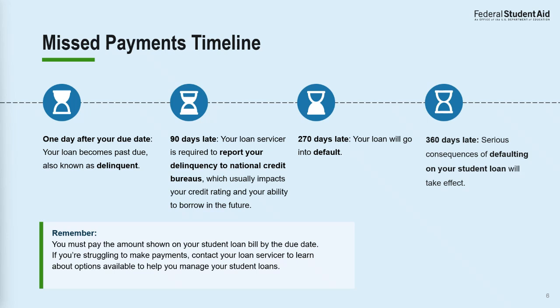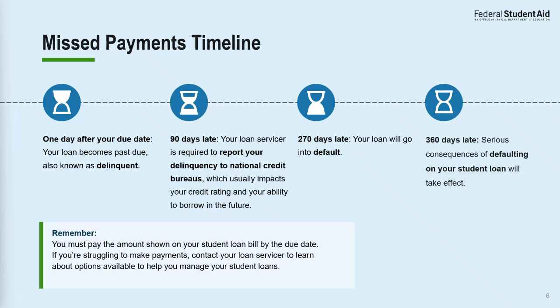You are considered past due, or what we will call delinquent, when you have missed that deadline 1 day after the due date was due. On your second phase, 90 days later, you are now still considered delinquent. However, it will now be reported to 3 national credit bureaus that may impact your credit ratings on your credit score.